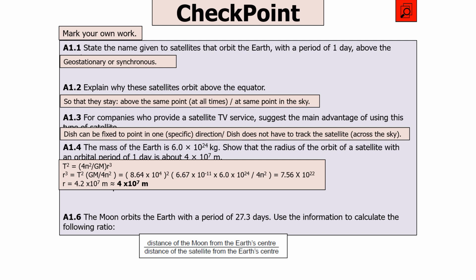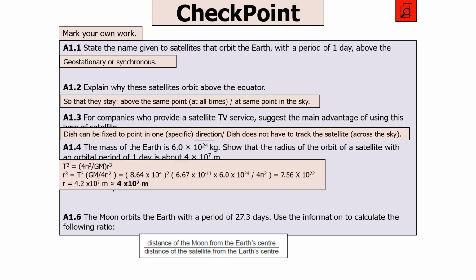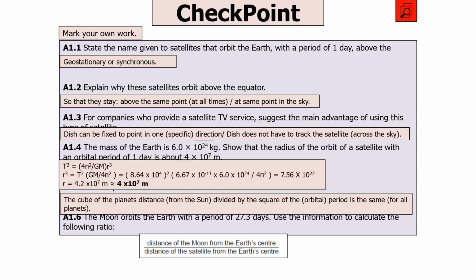Now in the next question, how can we work out what's Kepler's third law? Well, it's that T squared is directly proportional to r cubed, so the cube of a planet's distance from the sun divided by the square of the orbital time period is the same. It's a constant, and we can use that idea of that ratio, that r cubed is proportional to T squared, by looking it through.